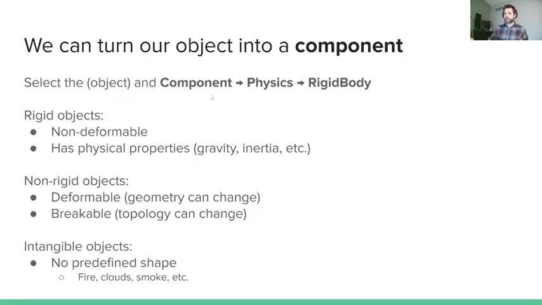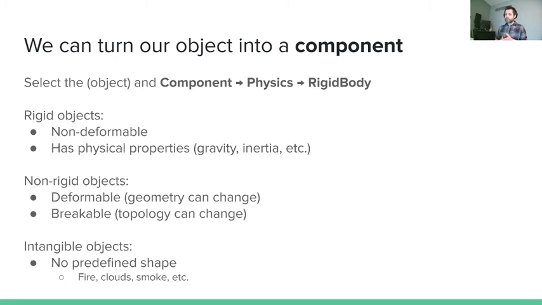Right. So right now it is just an object. It has nothing other than a geometry and a material. And those are default or whatever I've modified them to be. We can turn this into a component. So a game object and a component are different.